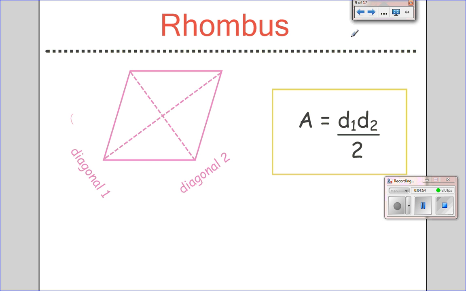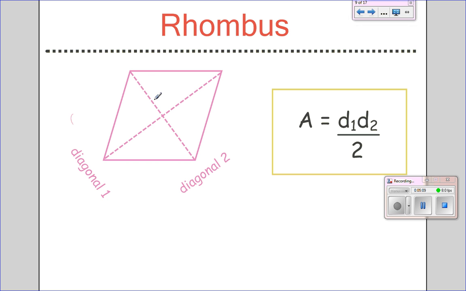All right, let's look at the area of a rhombus now. The formula for the area of the rhombus is diagonal 1 times diagonal 2 divided by 2. Notice this does not say plus. It's diagonal 1 times diagonal 2 divided by 2.